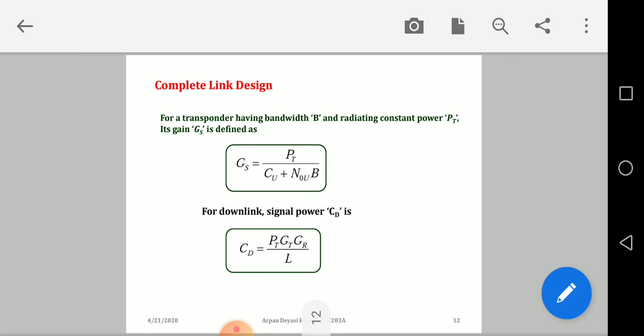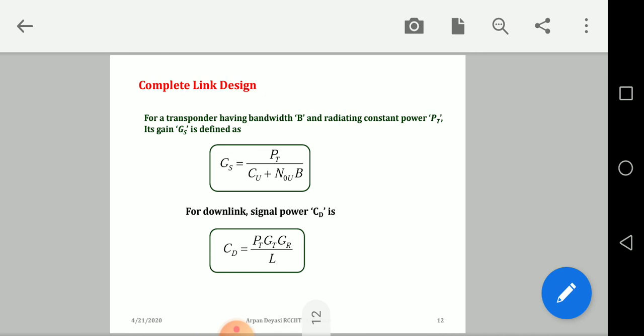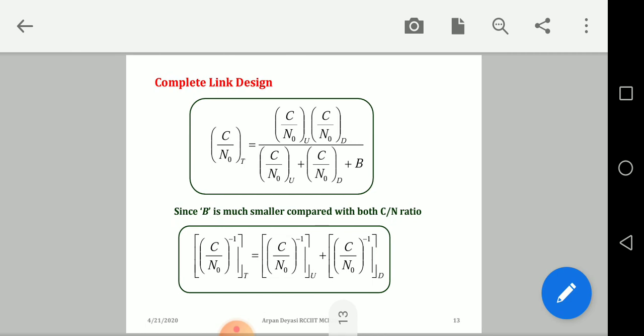And for downlink, the signal power CD is given by this equation. So if you substitute both the equations, then you will get a bigger equation of C by N0T, where T means total. Now look, it is the product of the uplink and downlink C by N divided by their sum plus B. Now B is generally negligible. So neglect the bandwidth function, and you will get the C by N value.